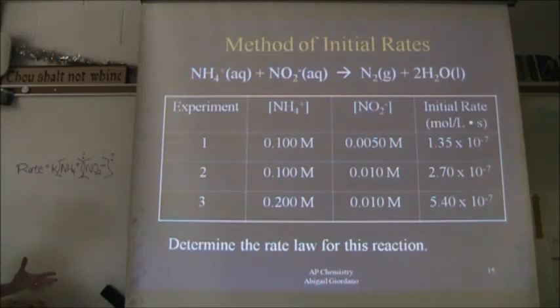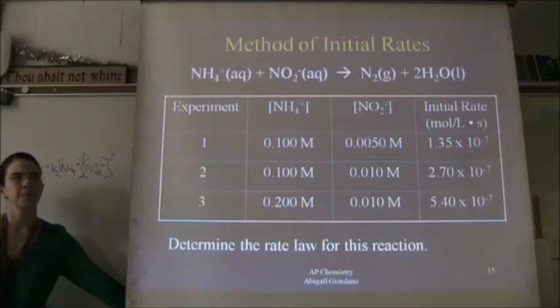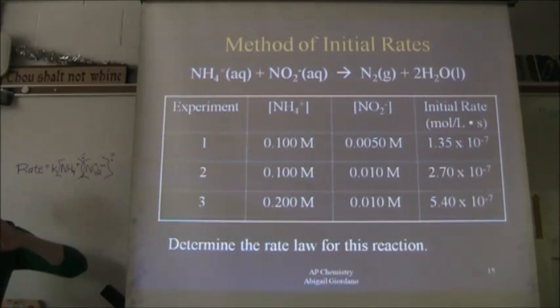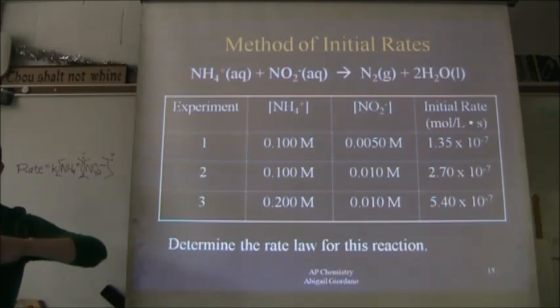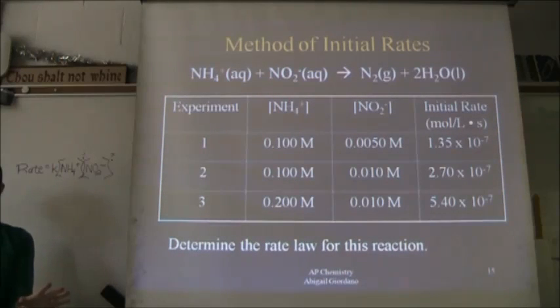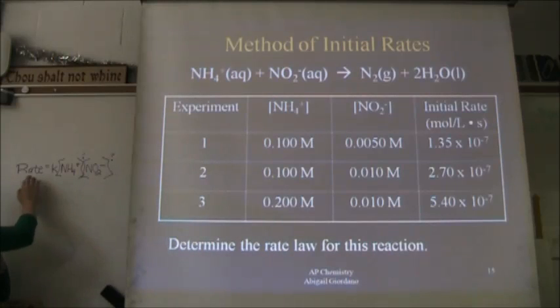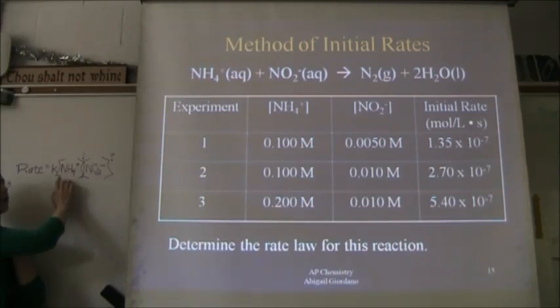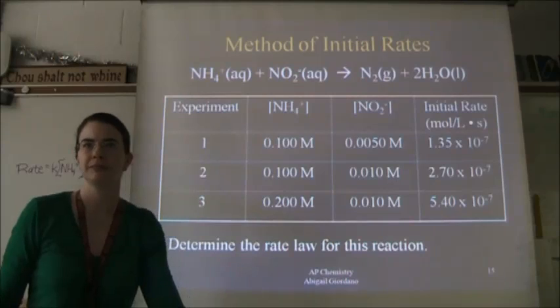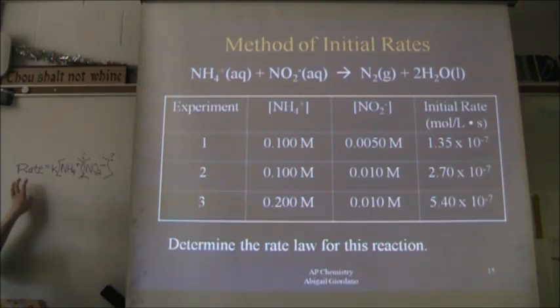Here's the thought process. Let's start with this one, ammonium. We need to find the exponent for ammonium. And guys, I want you to think about this kind of like a science experiment. Think simple, back to 9th grade experimental design. You are investigating how the speed, the rate of the reaction, is affected when you change ammonium's concentration. Ammonium is like your independent variable. Rate is your dependent variable.